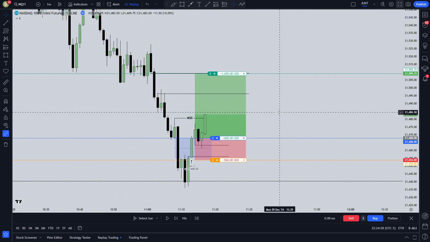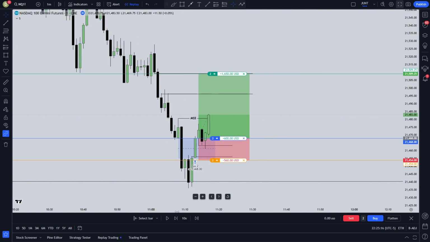This is perfect confluence, and this is a second way that you can enter with this model. If you don't see the inversion get formed, wait for displacement over the internal high, and then use that as a market structure shift as an entry here. Now let's continue playing out this trade to see what happens.